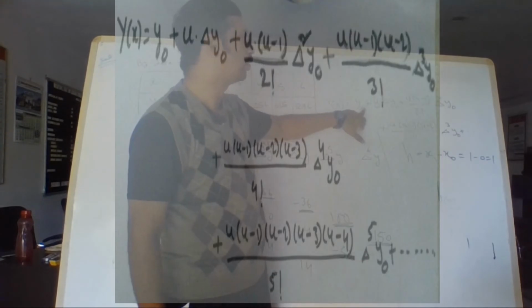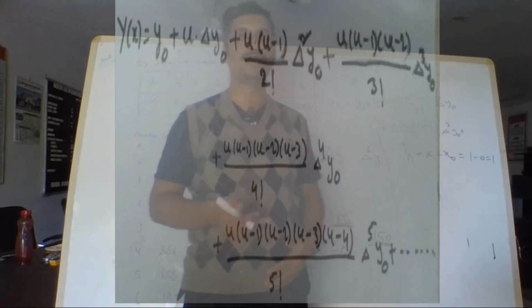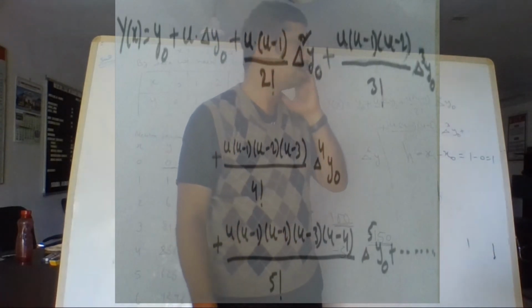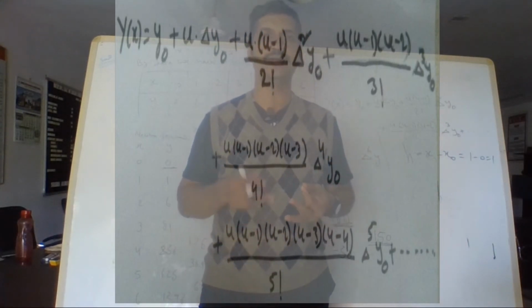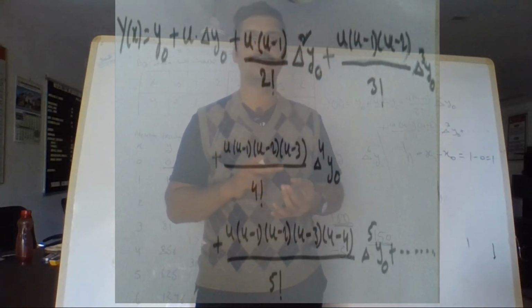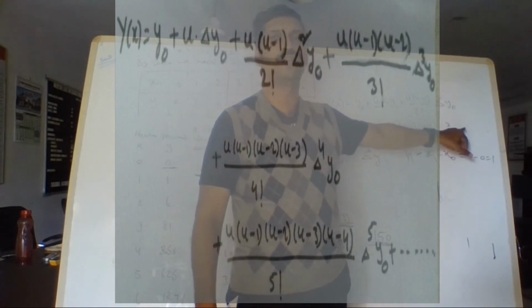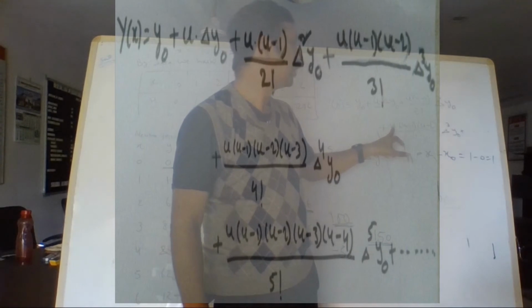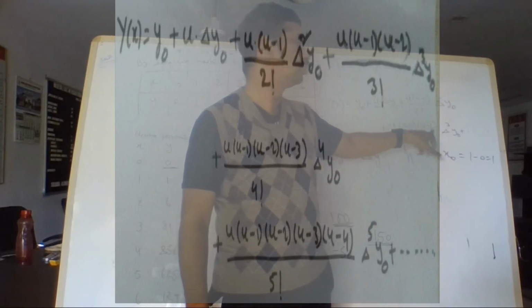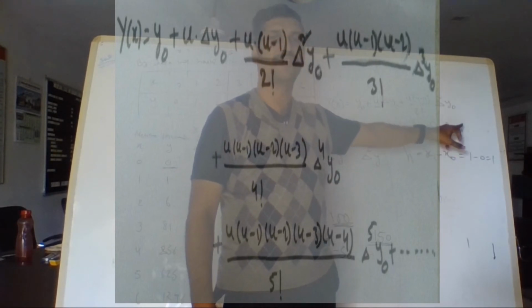Observe: y naught plus u into delta y naught plus u into u minus 1 by 2 factorial into delta square y naught plus u into u minus 1 into u minus 2 by 3 factorial into delta cube y naught. Next, u into u minus 1 into u minus 2 into u minus 3 by 4 factorial into delta power 4 y naught. Next one, plus u into u minus 1 into u minus 2 into u minus 3 into u minus 4 by 5 factorial into delta power 5 y naught.